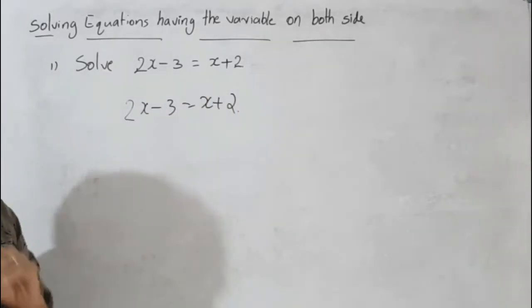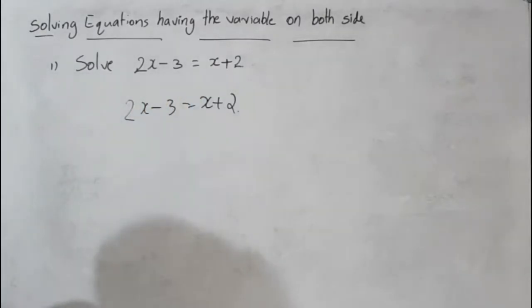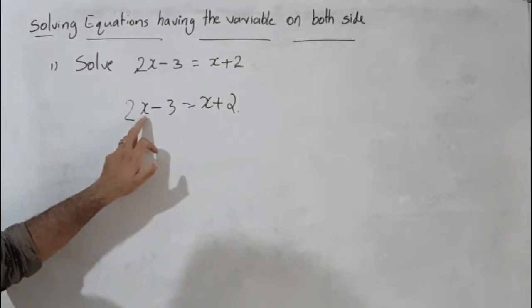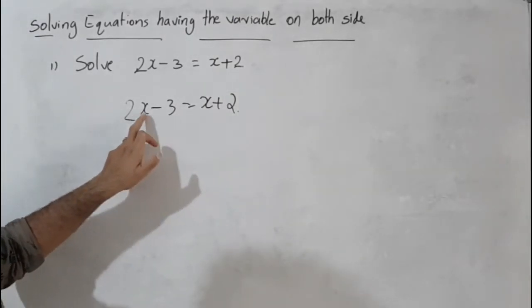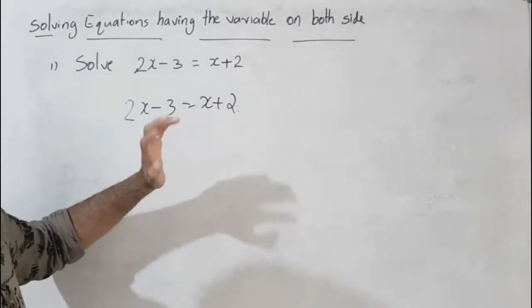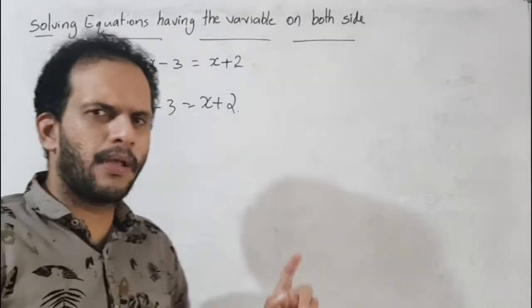To decide, we check where the variable is multiplied by the bigger number. Here we multiply x with 2, correct? But what do we multiply with the other x? There is no number we see there, which means there is a number, and that number is 1.